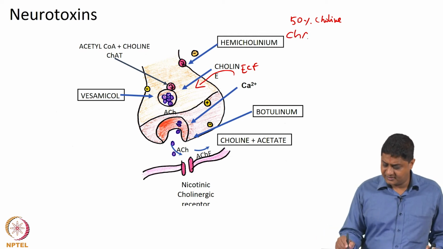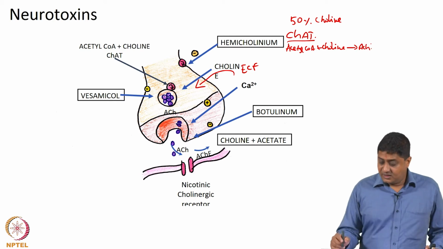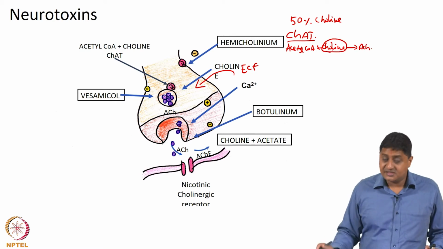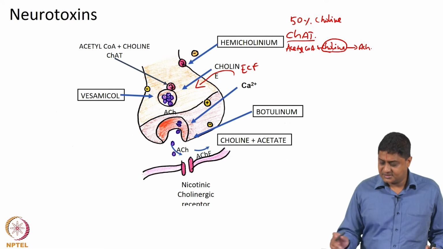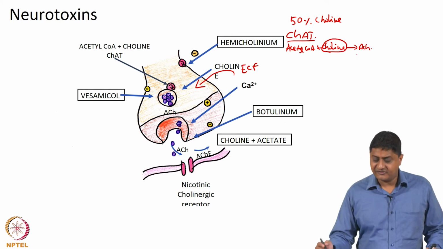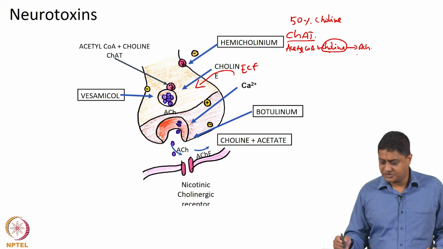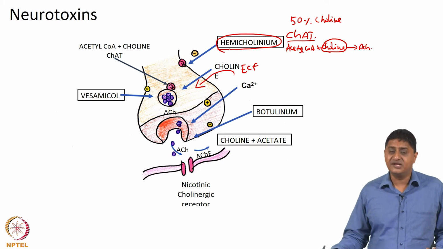Choline acetyl transferase basically combines acetyl coenzyme A and choline to produce acetylcholine. This is what we have seen. If this ingredient is lesser, or if choline is reduced by 50%, essentially acetylcholine cannot be produced after some time. So, that action is caused by the toxin hemicholine.